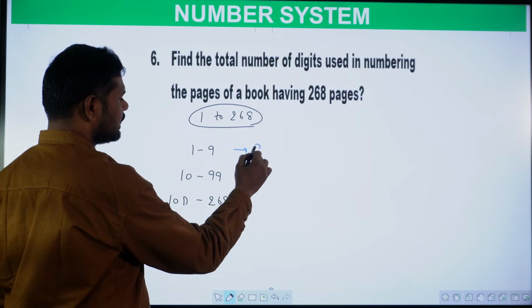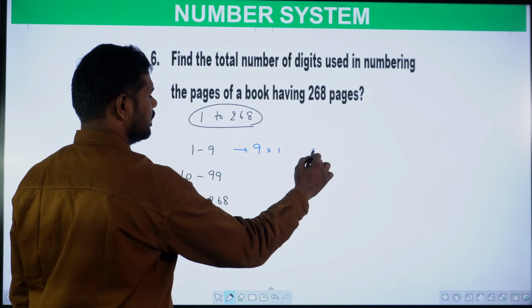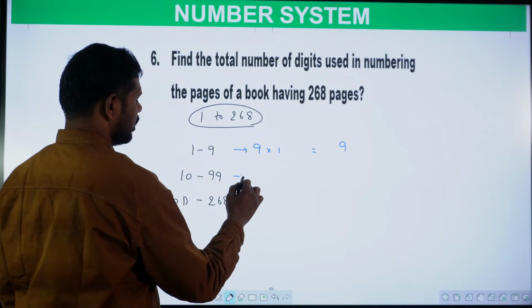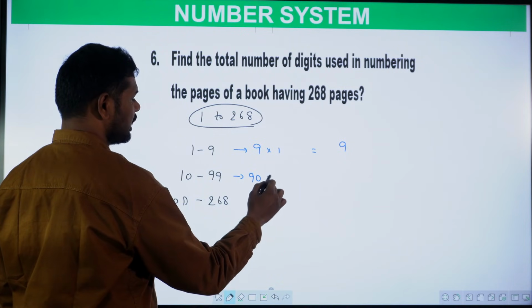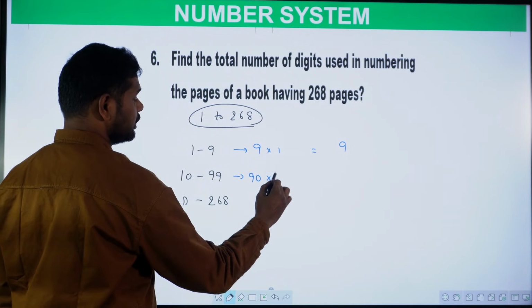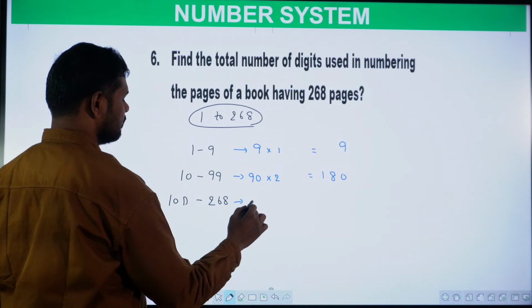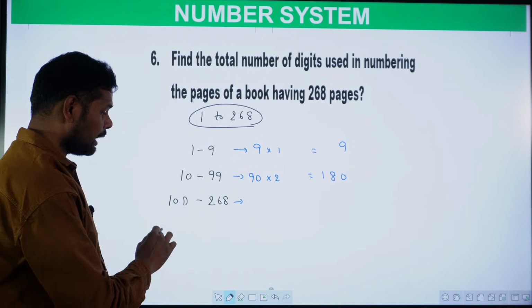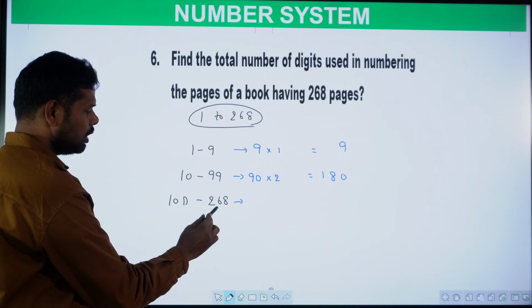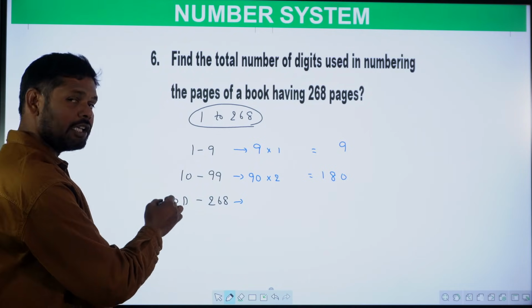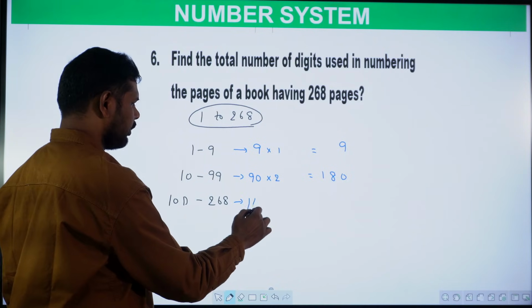Here there are 9 single-digit numbers, each having 1 digit, so a total of 9 digits. All the 2-digit numbers are 90, and each number has 2 digits, so 90 times 2 is 180. All the 3-digit numbers are 900, but from 100 to 268, how many? 268 minus 100 is 168, plus 1 because 100 is also included, so 169.